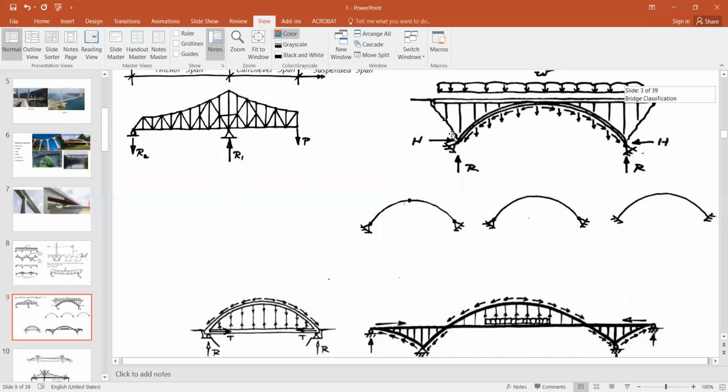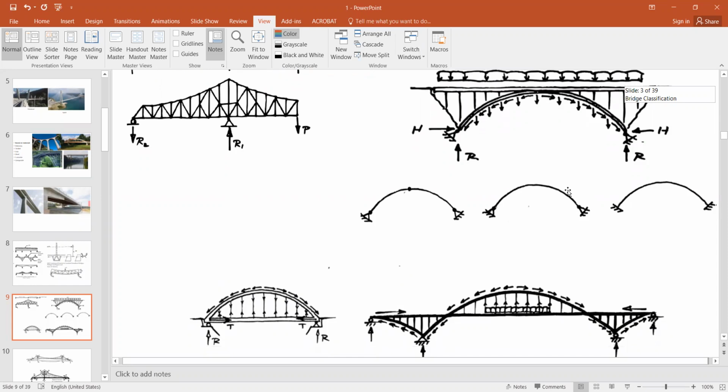We have other variants of this as well. These are the three variants of the thrust arch bridge. This is a three hinge. A three hinge is basically a determinate structure. This is, sorry, a two hinged arch. It is an indeterminate structure, and this is a fixed end arch. So the support condition depends upon the load coming and the scheme that the structural engineer decides.